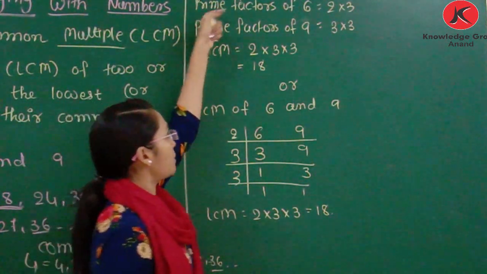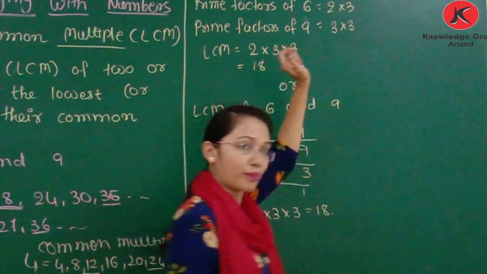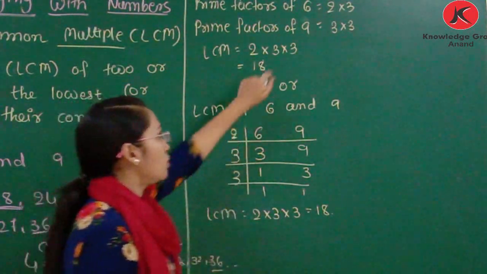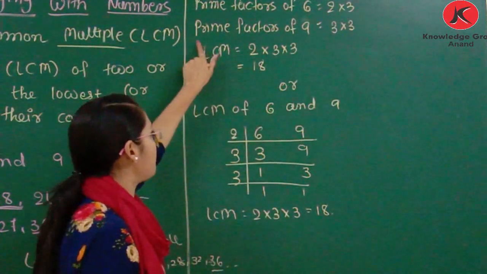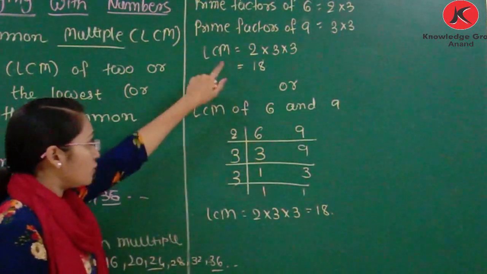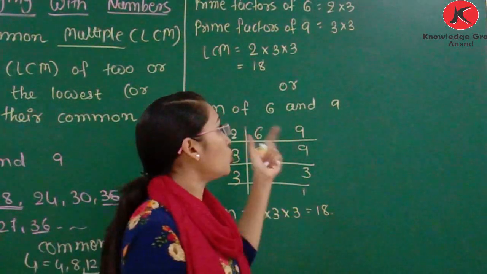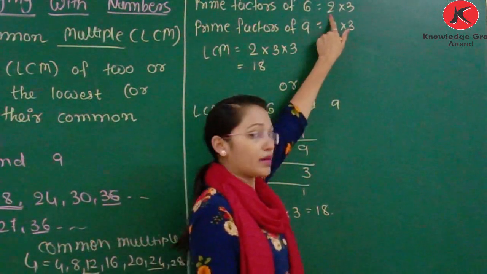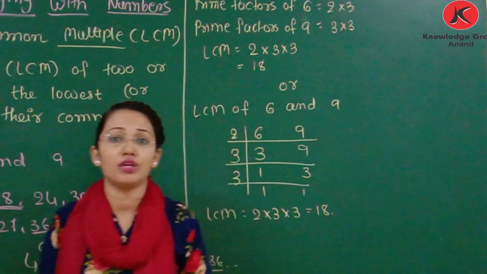So here the prime factors of 6 are 2 multiply 3. You can see 2 and 3 both are prime numbers. So this is called the prime factorization method. The prime factors of 6 are 2 into 3, and the prime factors of 9 are 3 multiply 3. Now how can you write LCM? You need to write the number of times 2 is repeated. How many times is 2 repeated? You can see there is only one 2. So write 2. Now how many times? Maximum number of times 3 is repeated.